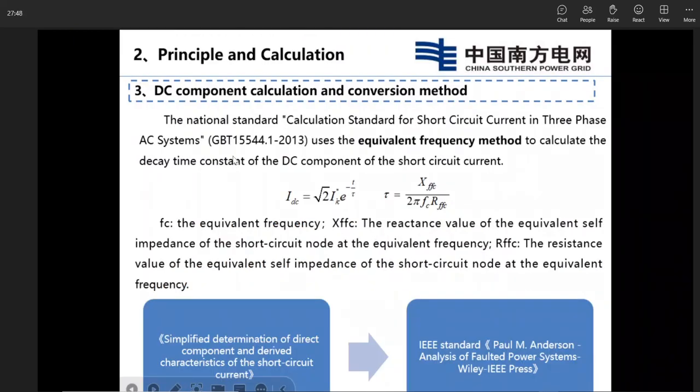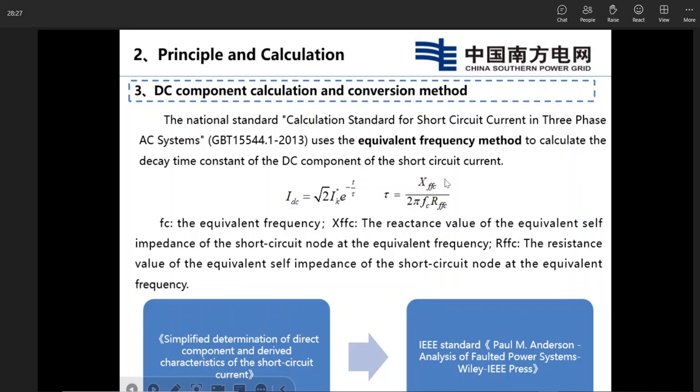The national standard, the calculation standard for short circuit current in three-phase AC systems, is a Chinese national standard. It recommends the equivalent frequency method to calculate the decay time constant of the DC component of current. The equation is very easy. The tau is the decay time constant. The equation is like this.